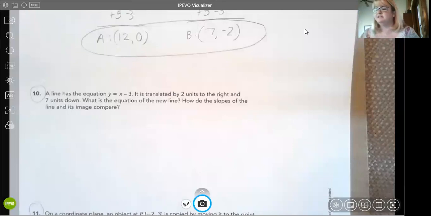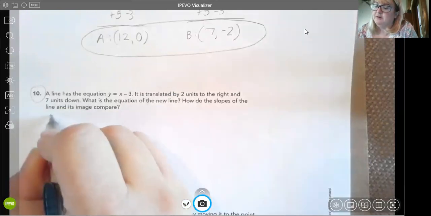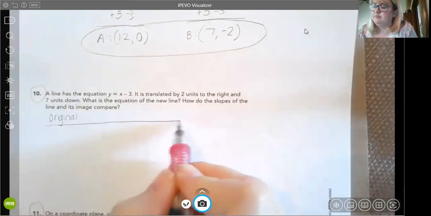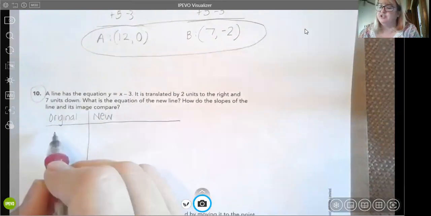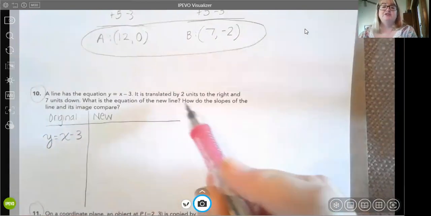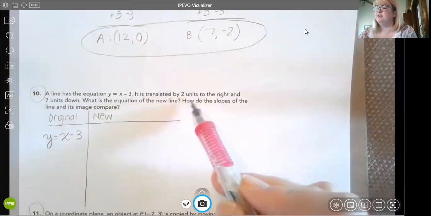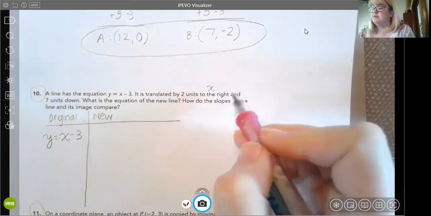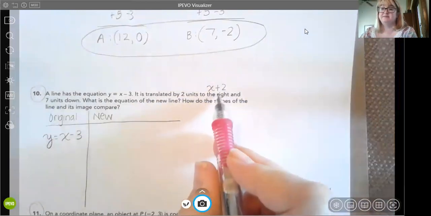All right, 2 parts. We've got to find the equation of the new line. Here's our, I'm going to just write original and new. Okay, so the original equation is y equals x minus 3. Now the translation is 2 units to the right. Okay, so we've got to figure out, if we're moving to the right, we are moving on the x-axis. And 2 units to the right, my x value is getting bigger. So I have to add 2 to the x, okay?